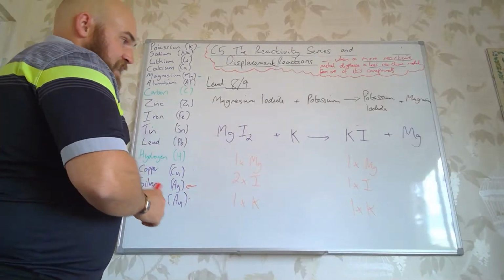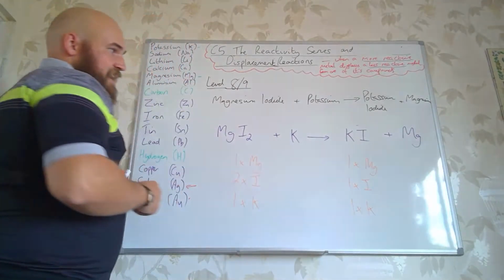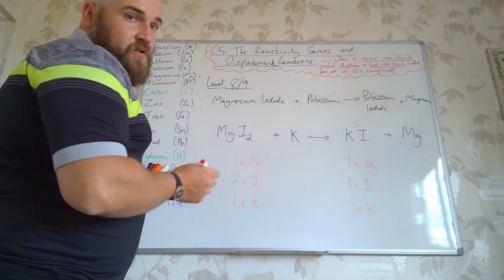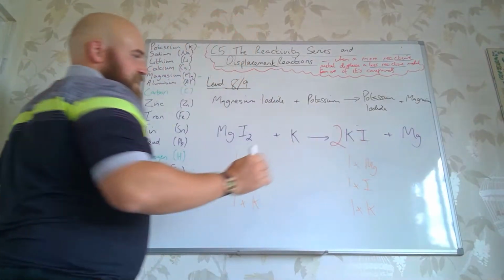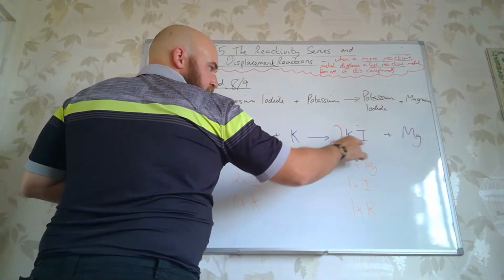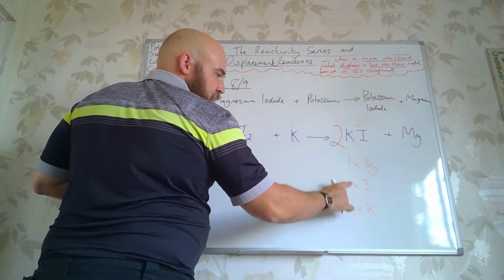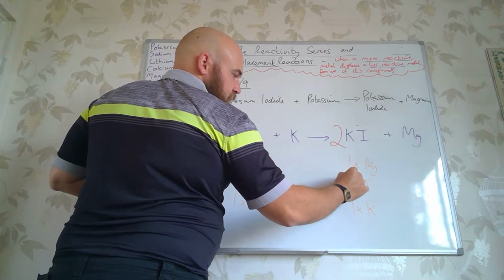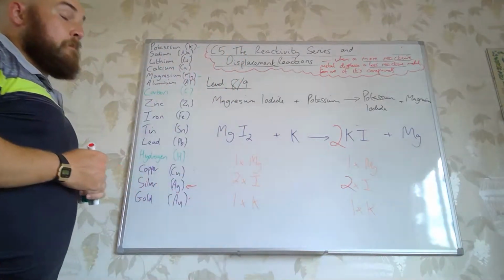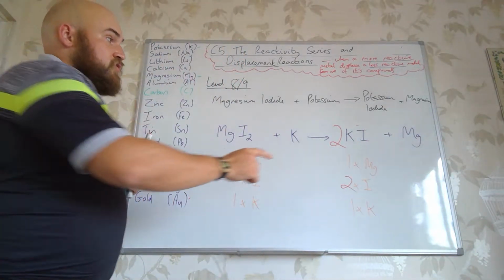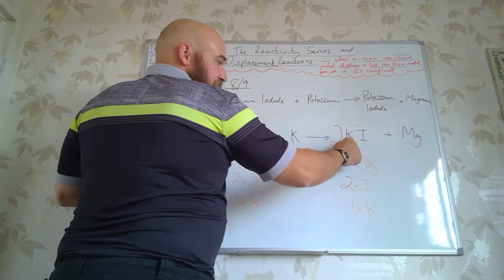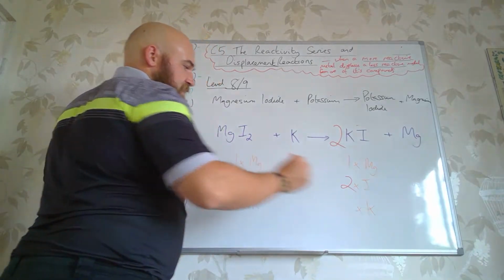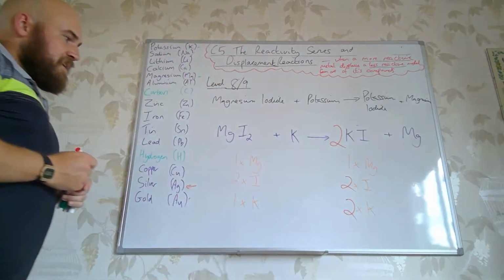I need to get another iodine on the left. So as someone's already alluded to, which is brilliant, I need 2 lots of that. Because by doubling all of that, I go from having 1 iodine to 2. But it doesn't just double. By putting the big number 2 there, it doesn't just double the number of I's, it will also double the K's. So just stand back.